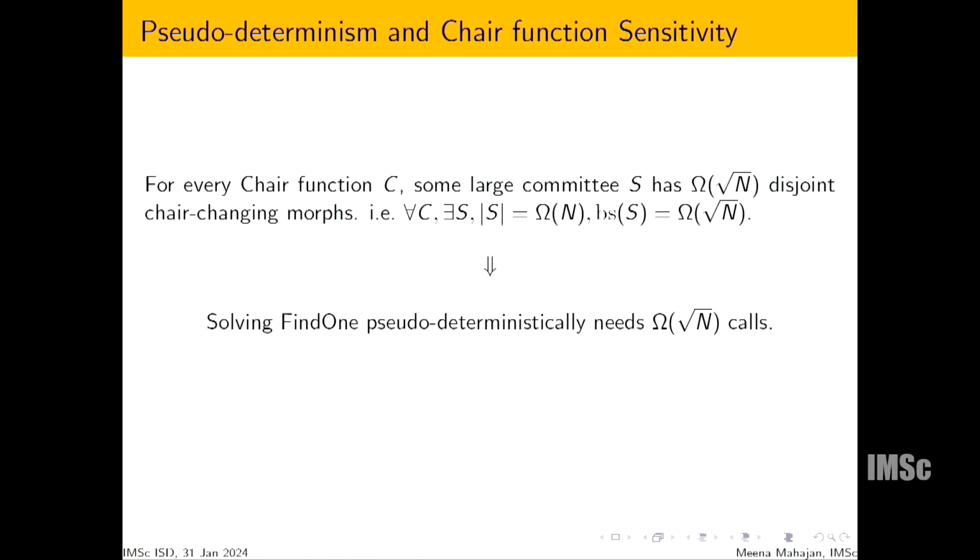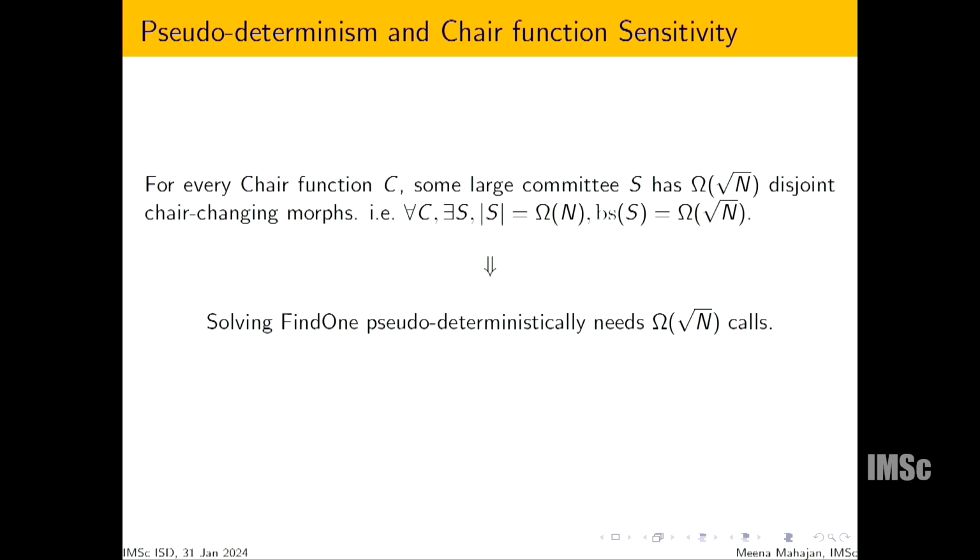And what these guys showed 3 years ago, the paper that I mentioned by Goldwasser, Impagliazzo, Pitassi, Santhanam, they showed that the block sensitivity of this chairperson problem is large, and that implies that solving find one pseudo-deterministically requires square root n calls. So 10 calls was enough to find any one person, but if you want to find the same person repeatedly, then suddenly it goes from 10 calls to square root n. And in fact, they believe that it even goes all the way to omega n. But that they were not able to prove.